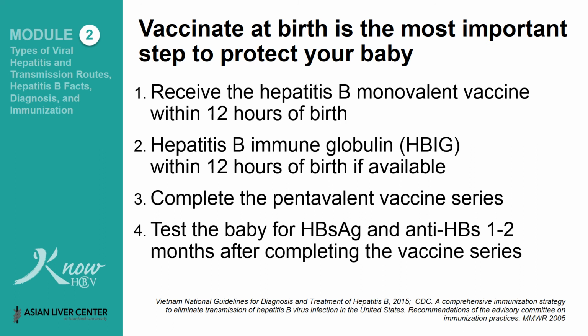Also make sure the baby receives a blood test 1 to 2 months after completing the vaccine series for hepatitis B surface antigen and hepatitis B surface antibody to make sure your baby is protected. If the blood test showed the baby remains unprotected, then the baby should receive another hepatitis B vaccine series and get retested.